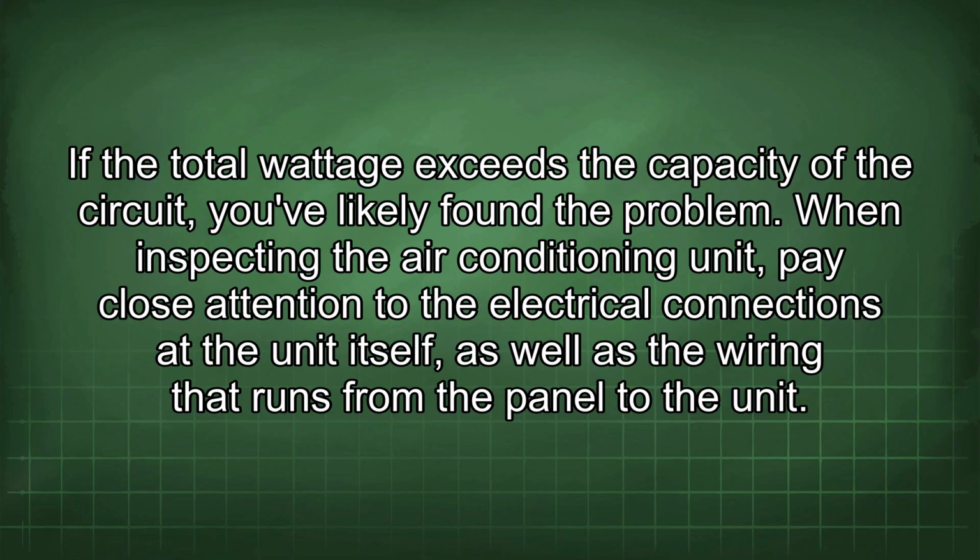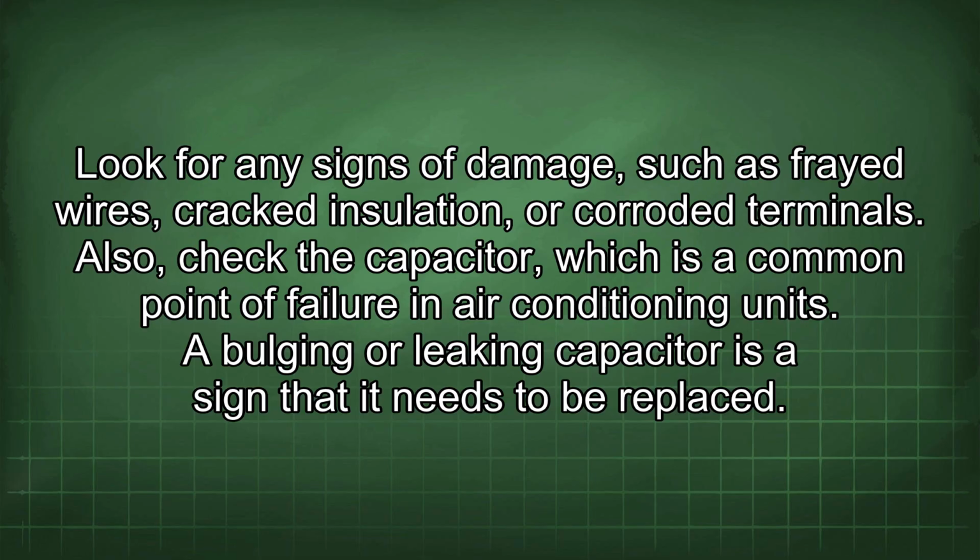When inspecting the air conditioning unit, pay close attention to the electrical connections at the unit itself, as well as the wiring that runs from the panel to the unit. Look for any signs of damage, such as frayed wires, cracked insulation, or corroded terminals. Also, check the capacitor, which is a common point of failure in air conditioning units. A bulging or leaking capacitor is a sign that it needs to be replaced.